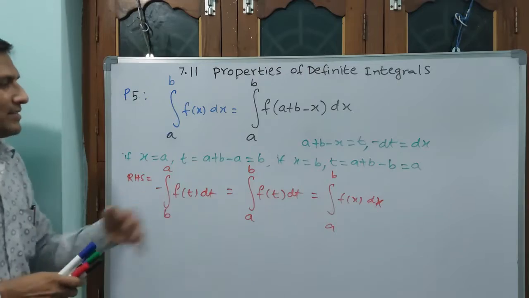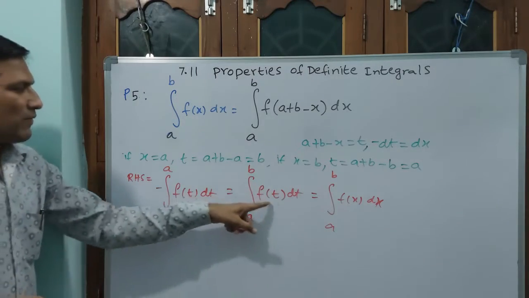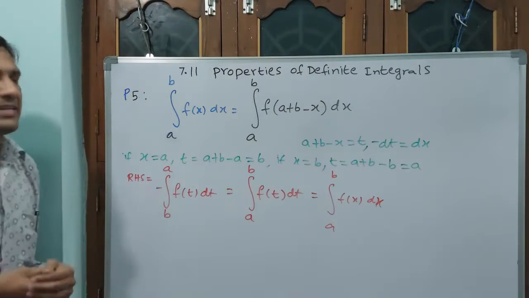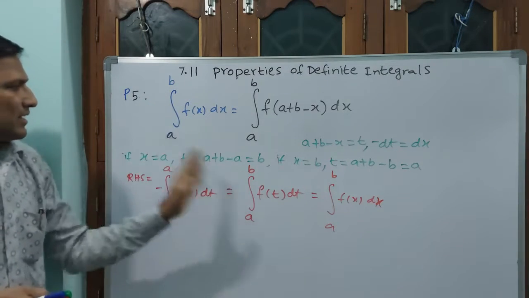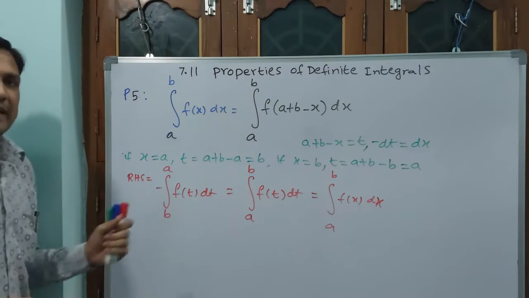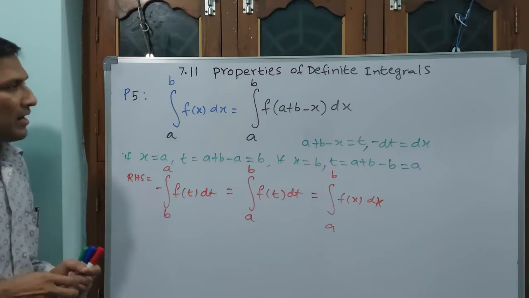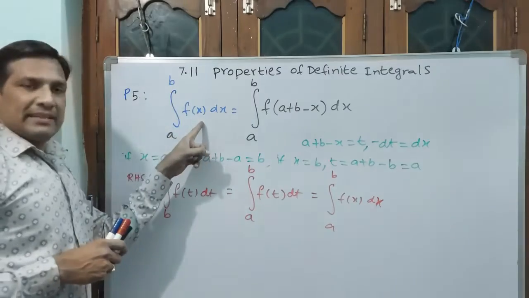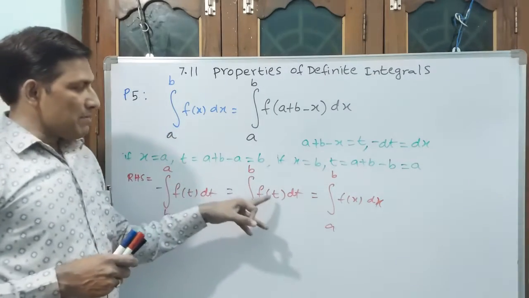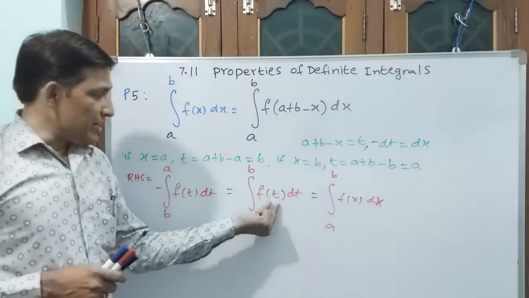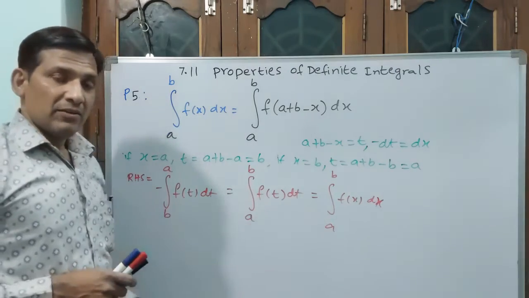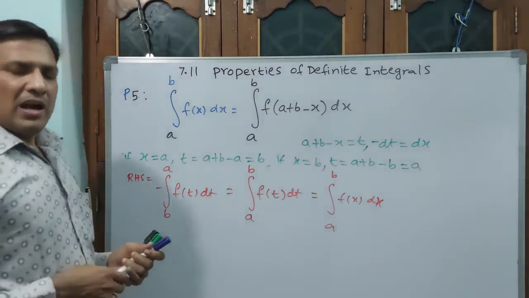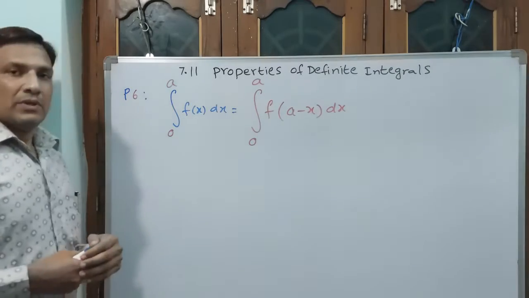Okay, you understand this now? Integral a to b f of t dt is equal to integral a to b f of x dx. Both are the same, like I said earlier. This is the LHS. You understand this concept? Carefully observe: lower limit plus upper limit minus x, lower limit plus upper limit minus t. But here since it is t, dt should be there. That we keep in our mind. This is the fifth property. Let us go for the sixth property.